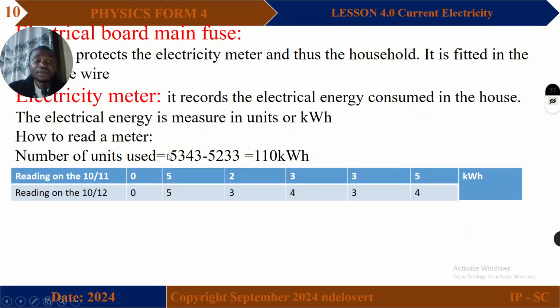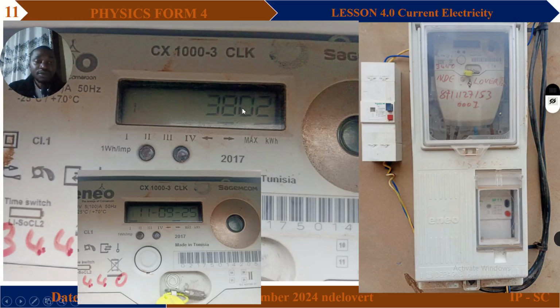For example, the number of units used. This is a reading on the 10th of November, and this is a reading on the 10th of December. You subtract these two, and you have the total kilowatt hours you have used in your house. Like for example, this is my meter in my house. If you look here, you have 3,802 kilowatt hours. The unit here is the kilowatt hour.